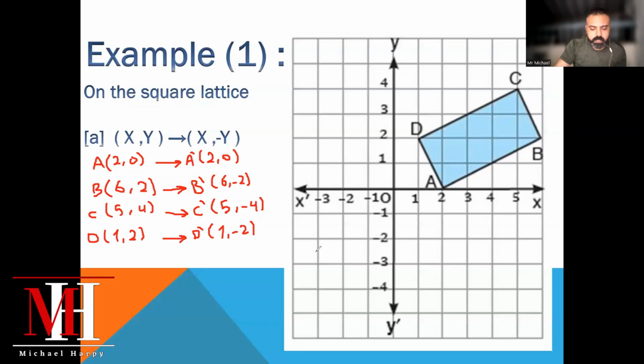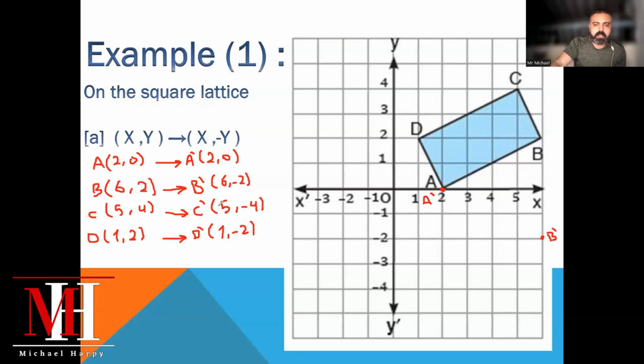Now, we will represent the transformed points on the square lattice. Point A dash, 2, 0. Move 2 units on the x-axis and put point A dash. Point B dash, 6, -2. Move 6 units on the x-axis and move down 2 units and put B dash.